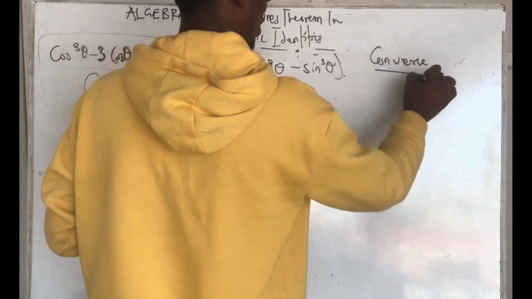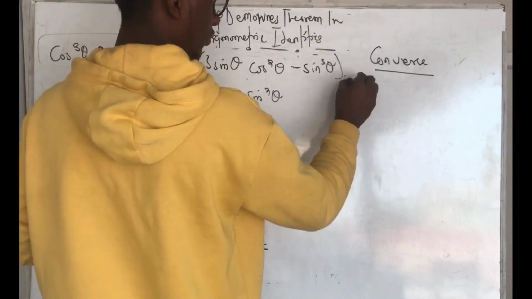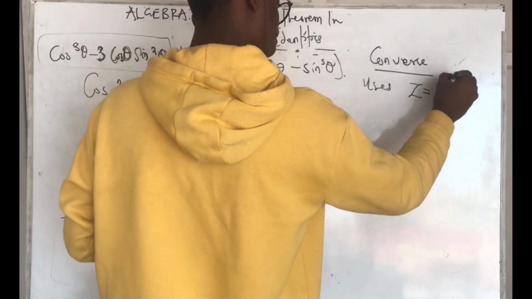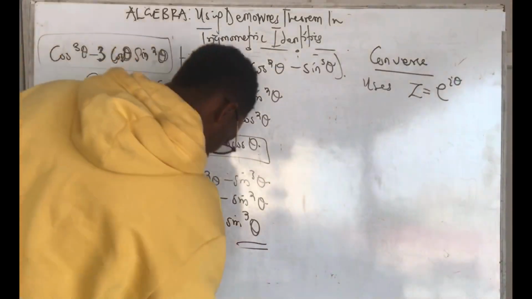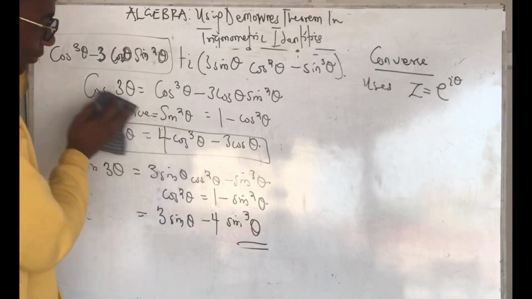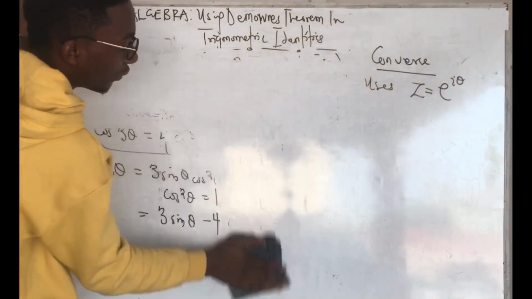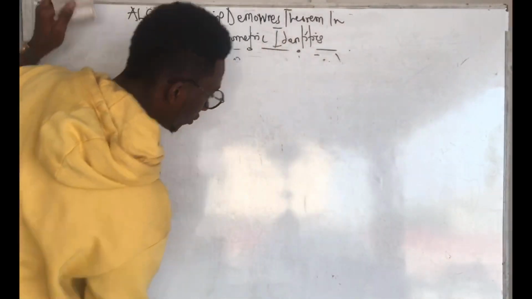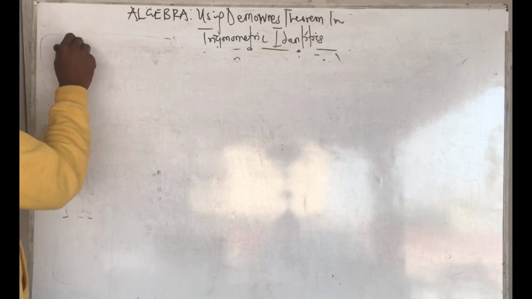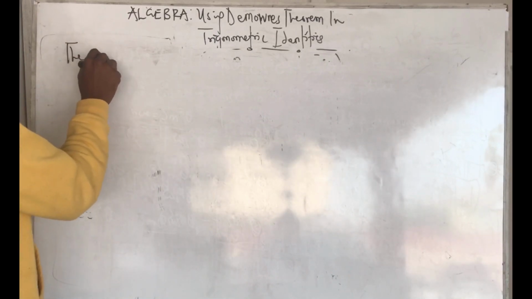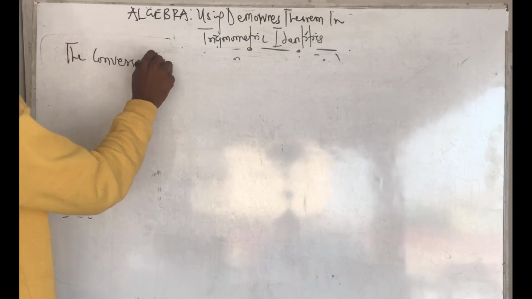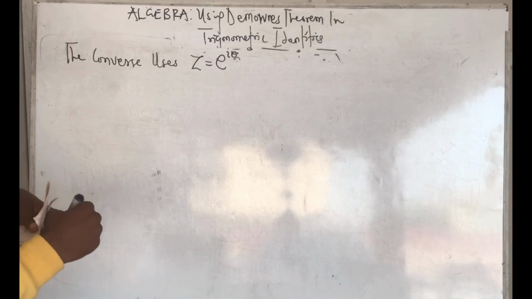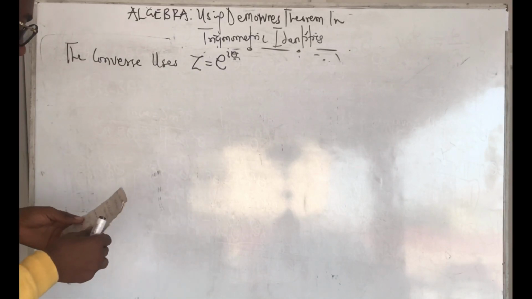How do we find the converse? The converse uses z is equal to what? E exponent i theta. Okay, so this is the final for the expression. Now let's look at the converse in the trig function. So the converse uses z, which is equal to e to the power i theta.